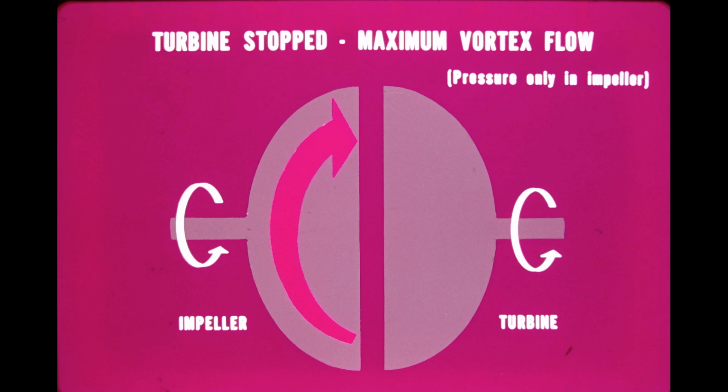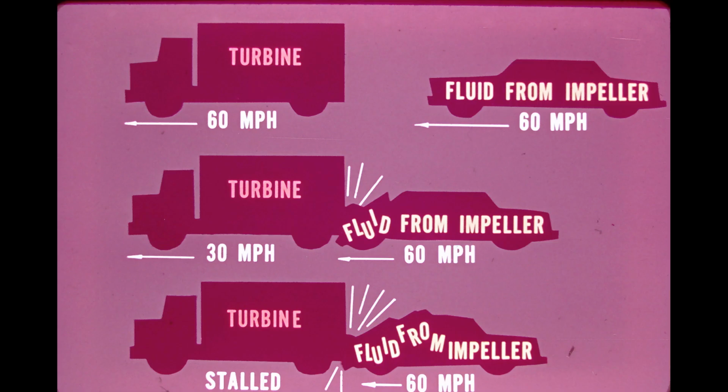We can see from our discussion of vortex flow that fluid coming from the impeller will strike the turbine blades with increasing impact as the turbine slows down. To illustrate this point, consider the turbine as a truck traveling at different speeds, and consider the fluid coming from the impeller as a car traveling behind the truck at a constant 60 miles an hour.